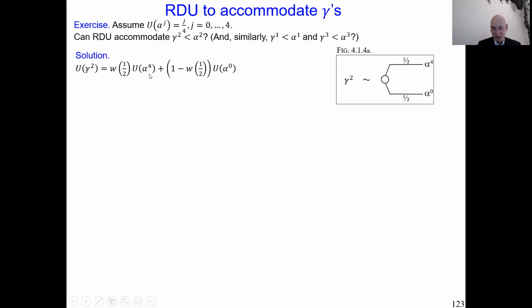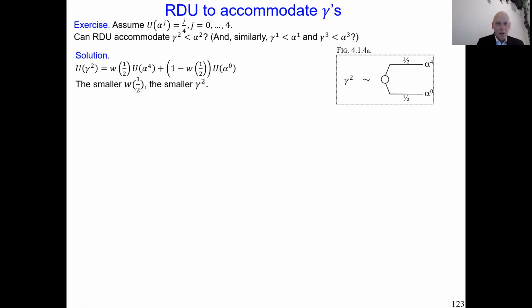Remember, alpha 4 is the biggest outcome. So that probability is transformed. And the rest of the decision weight goes to the worst outcome. So indeed, rank-dependent utility gives this equality. Now you see here, this is a convex combination of a big number and a small number. And the smaller the weight we assign to the big number, the smaller the convex combination becomes. So let me write this. But then the smaller this convex combination becomes, the smaller gamma 2 becomes. So indeed, the sentence written here is correct.